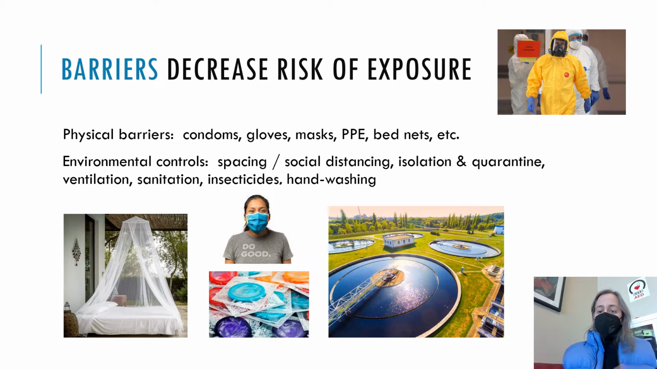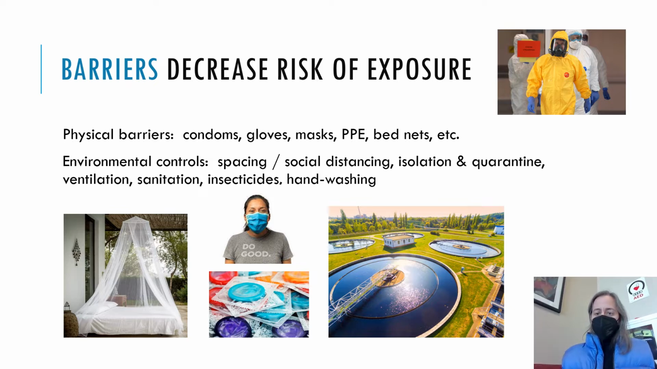So everything from social distancing to isolation and quarantine, making sure that infected people or potentially infected people aren't in the public sphere. Also ventilation, right? How many air exchanges do we have per hour? Do we have HEPA filters? Sanitation is huge in most of the world, especially when it comes to communicable diseases. We tend to take it for granted often in the United States, but it's enormous.